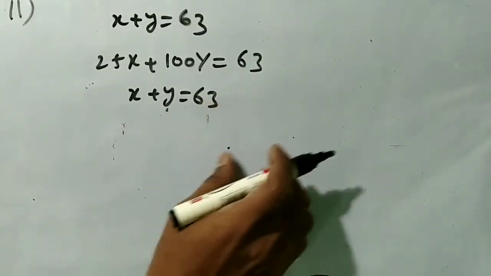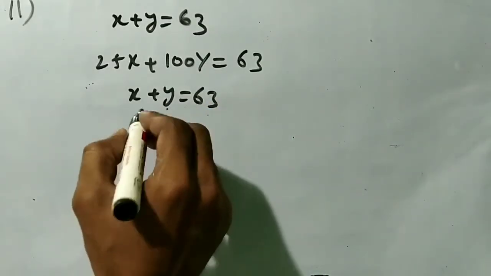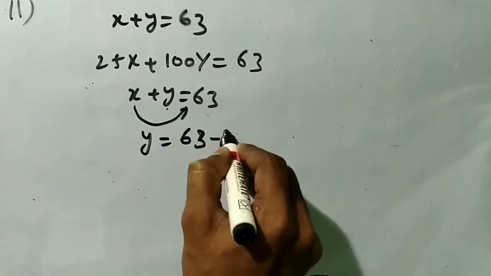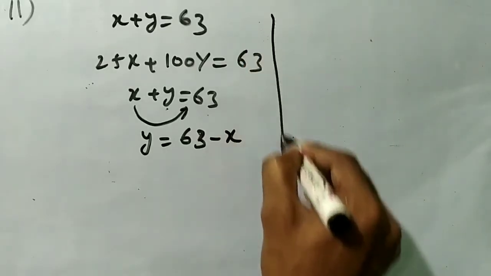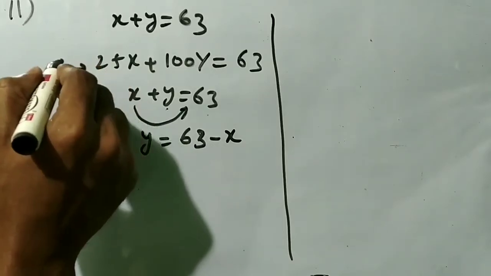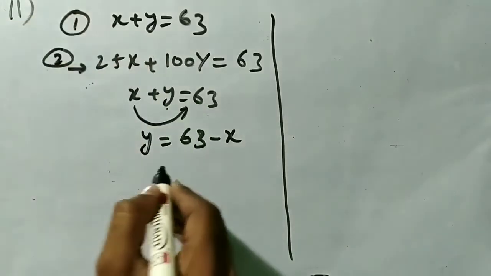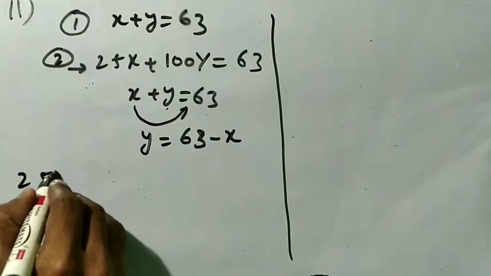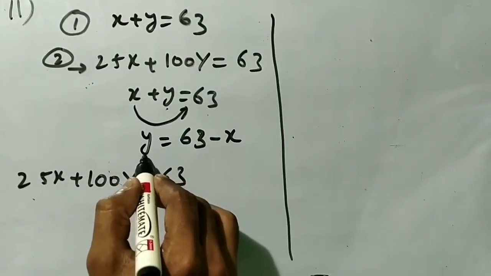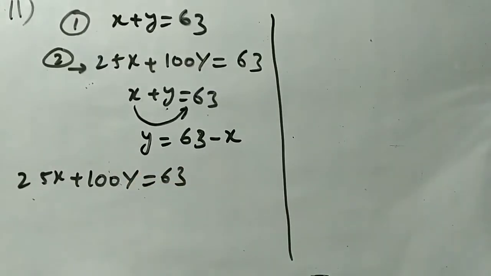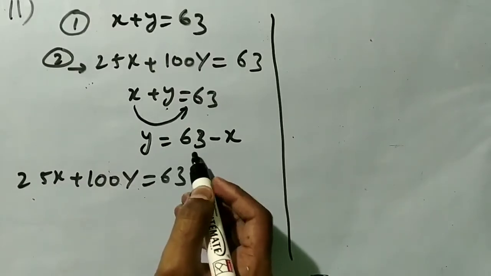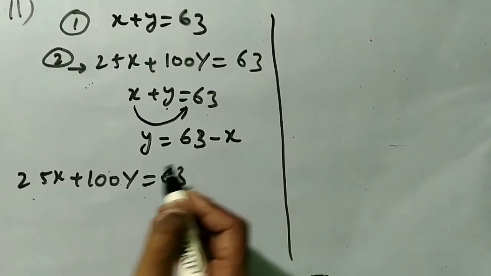Instead of sending y to the RHS, we are sending x to the RHS. Then y becomes 63 minus x. Now substitute the y value in the second equation. This is the second equation, that is the first equation. So here 25x plus 100y is equal to 63. We know already y is equal to 63 minus x. Just substitute the value of 63 minus x where the y is.